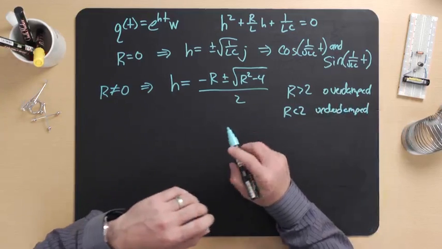I hope that this has convinced you that electrical and mechanical systems have very similar behavior. This is because the equations governing their behavior are exactly the same in many cases.